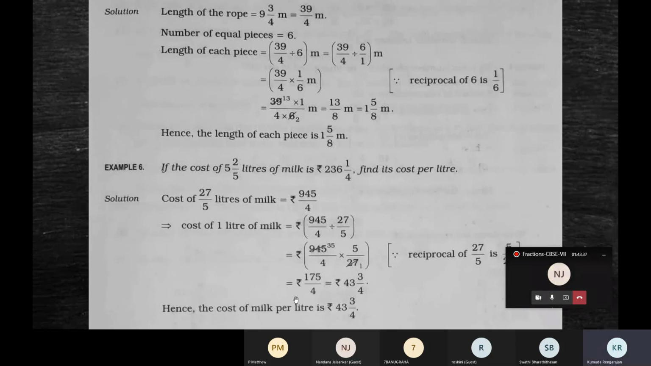Now this is an improper fraction. Write it as a mixed fraction. 43 3 by 4. You'll have to perform the division and write it as a mixed fraction. So the cost of 1 liter of milk is 43 3 by 4. That means 43 rupees and 75 paise. 3 by 4 meaning 75 paise. We'll also understand how to convert 3/4 of a rupee to paise. So rupees 43 3 by 4.